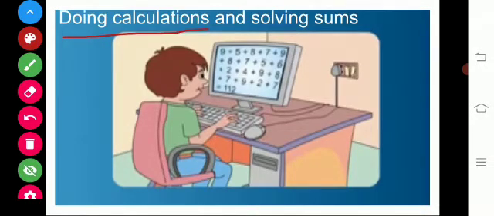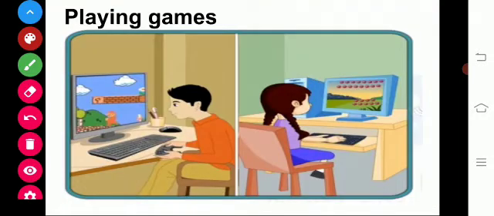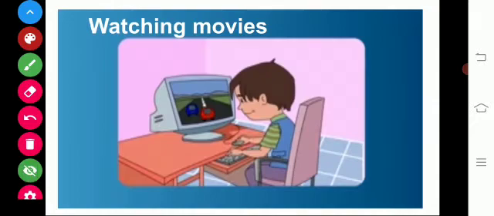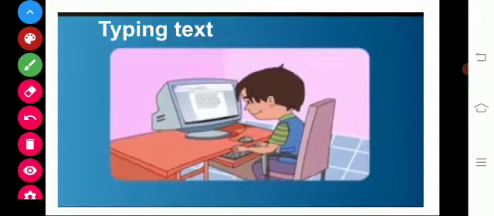Doing calculations and solving sums. We can do sums and some other calculations on the computer. Playing games. We can play various games on a computer, isn't it? And then watching movies. A computer can play songs and movies for us. We can watch lots of movies on a computer.